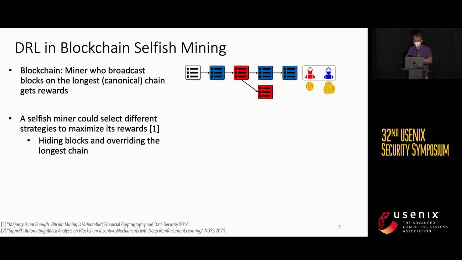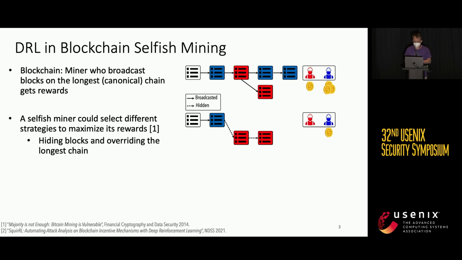Actually, some miners can play strategies. There are 2 types of miners. One we call the honest miner: every time I find a block, I broadcast it. And then there are selfish miners, who try to play some strategy to maximize their reward. For example, in this case, we take the red miner as the selfish miner. He or she can play strategies like: I found 2 blocks, I just hide them to myself without broadcasting. Then I observe the main chain, and I broadcast once I feel I can override the main chain, which helps me get a higher reward.